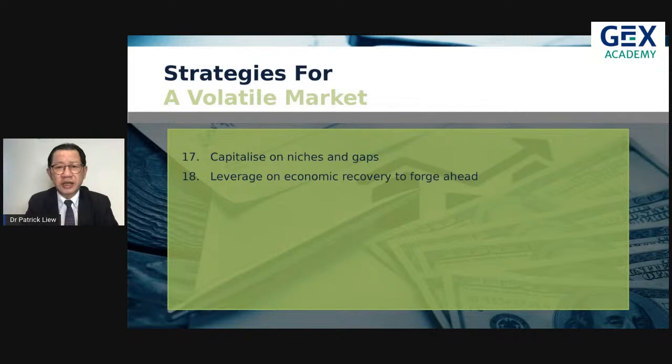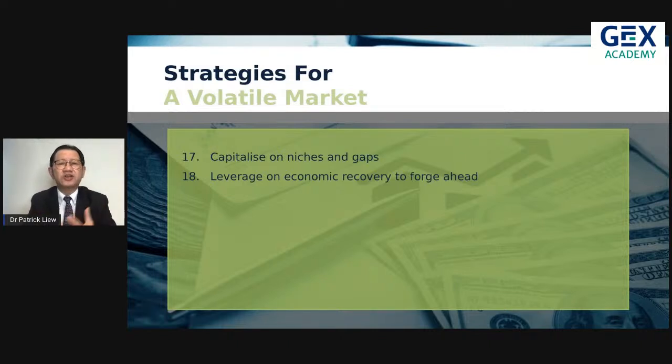Capitalize on niches and gaps. There will always be areas that people are not looking at. There'll be areas that are not being covered. There'll be areas that are not being well matched. There'll be unserved markets you can capitalize on to help you improve your success rate.